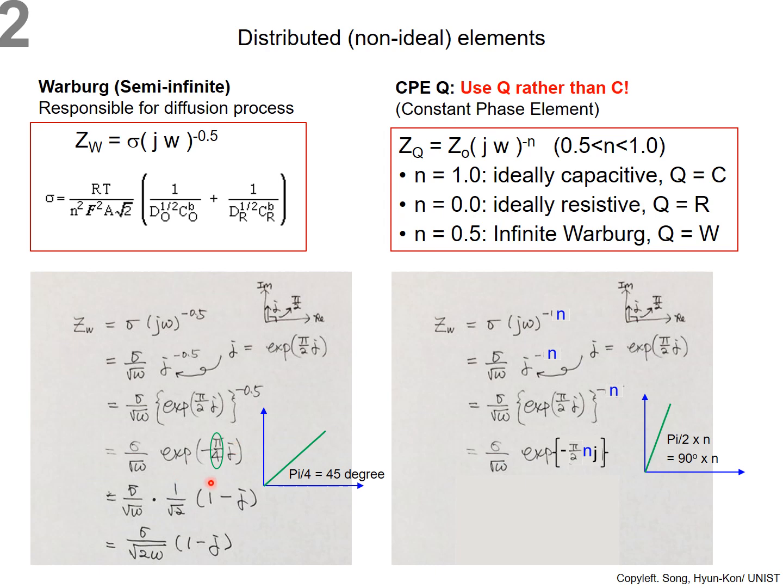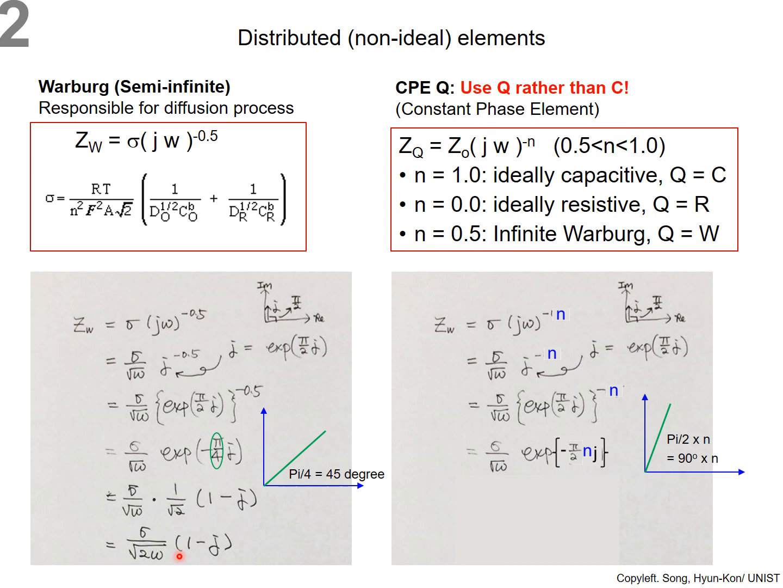It means the phase angle of this impedance would be minus pi over 4, like 45 degrees. So then let me convert this amplitude-theta representation into the xy representation by using Euler's formula. Then 1 over root 2 times 1 minus j. So the final equation is like that.